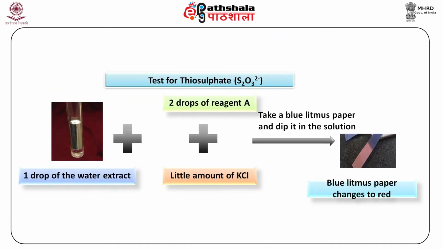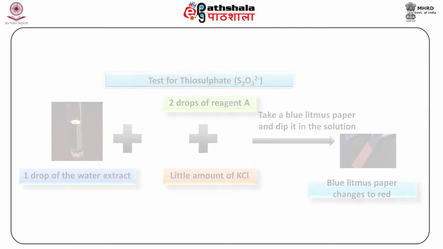This violet color appears due to the formation of the complex nickel ethylenediamine ion. Take 1 drop of the water extract in a clean test tube. Add 2 drops of reagent A and mix it thoroughly. Then add a little amount of potassium chloride to it. Take a blue litmus paper and dip it in the solution. The presence of thiosulphate is indicated if the blue litmus paper changes to red in color.